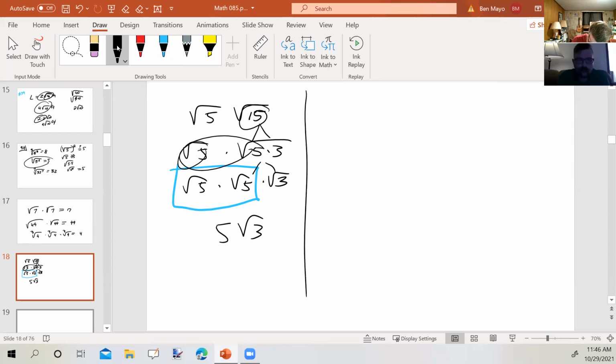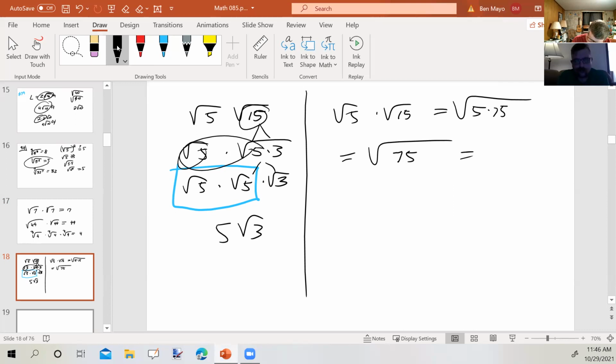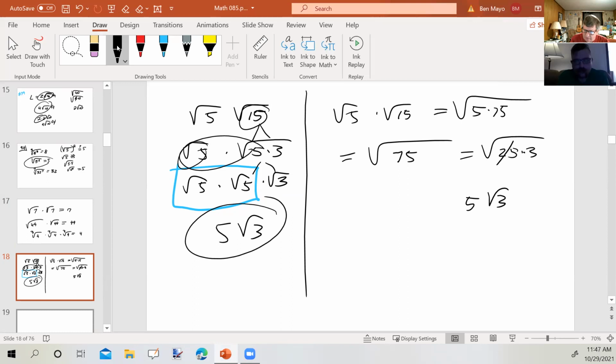Let's look at a different way of doing the same problem. We could say, well, that's the square root of 5 times 15, which is the square root of 75, which is the square root of 25 times 3. But the square root of 25 is 5, and so I can do it that way. Okay, they both work. I think I tend to prefer this way. It just seems like a little less work, but they both work. The point is you're trying to create square roots of squares so that you can kick them out of the radical.